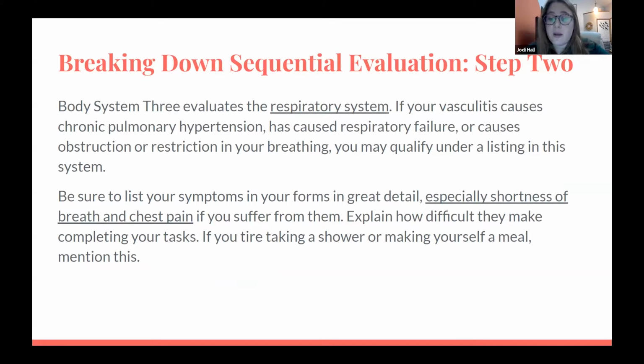And with this one, a lot of examiners, when they are trying to establish how severely your pulmonary function is restricted, will be looking to see if you are talking about shortness of breath and chest pain in your activities of daily living form. So if you are applying for Social Security disability and you have lung involvement, I would really mention how much shortness of breath and chest pain affects your day-to-day life, because that's something an examiner will take very seriously.